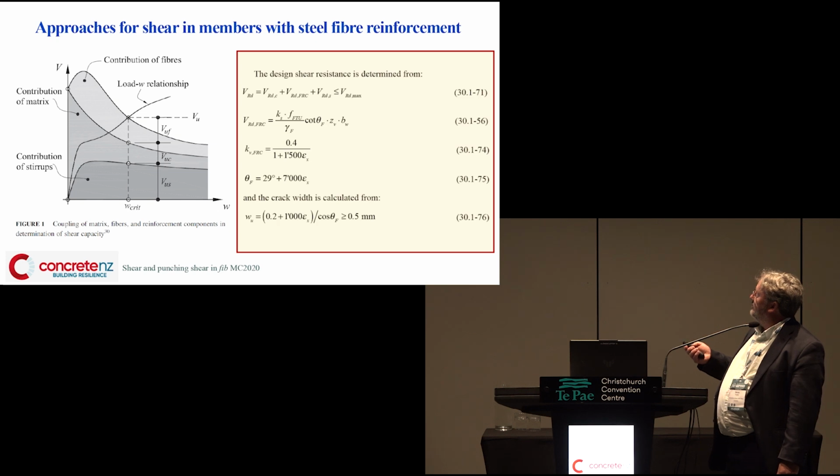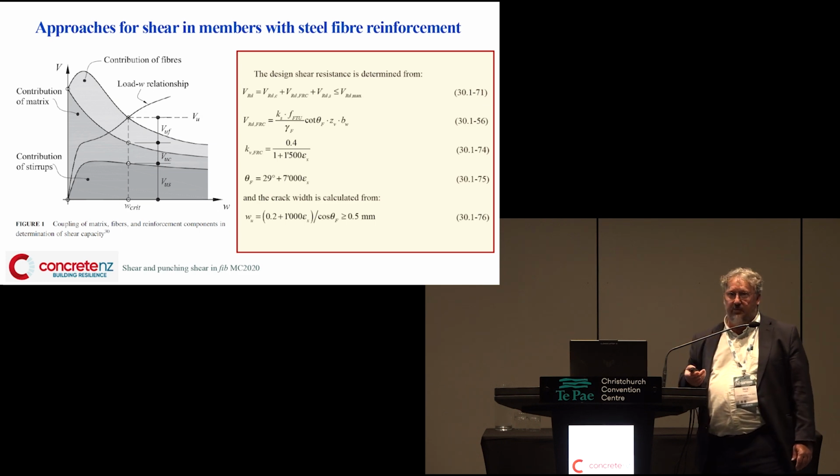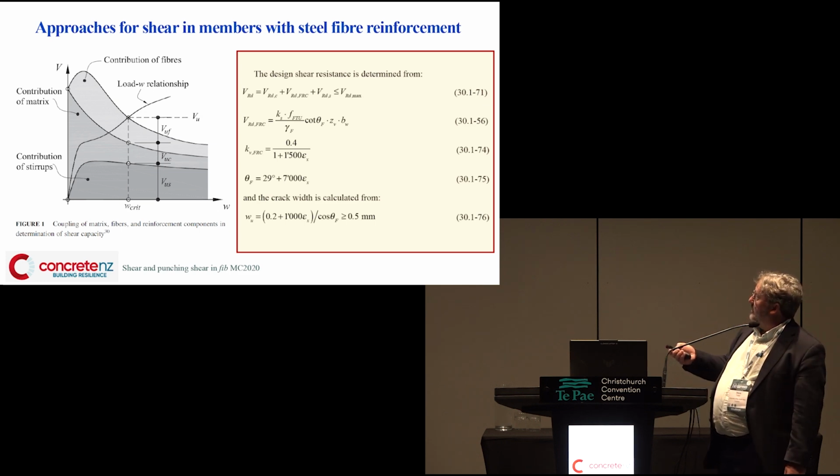Same with shear resistance when you've got steel. Again, you can just add the steel component because the steel's plastic. The fibres decrease in strength as you go up in crack width. So again, this is solvable if you decide on what that crack width is going to be, 1.5 millimetres, for example, then that gets fixed and so on.